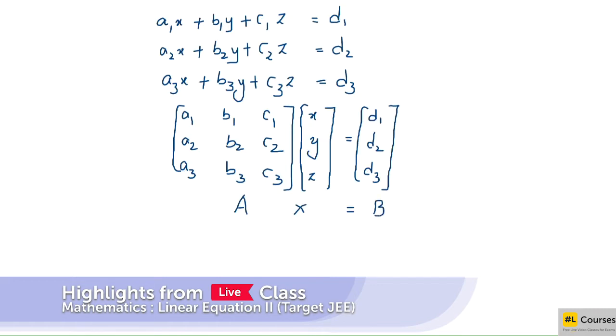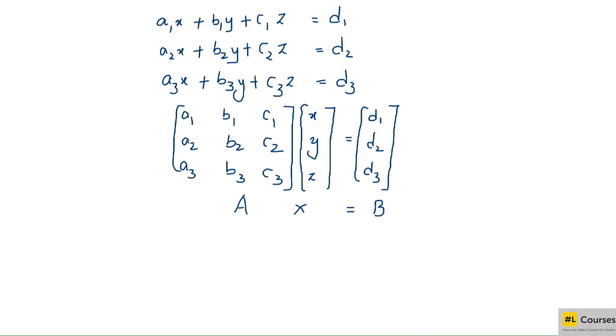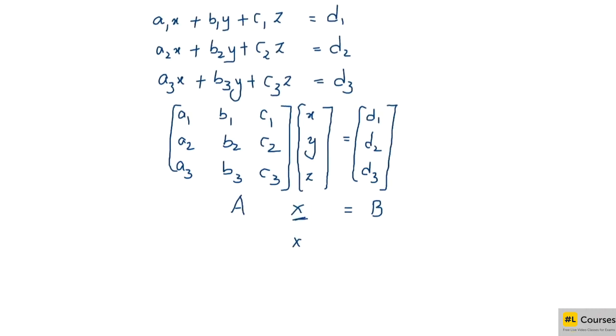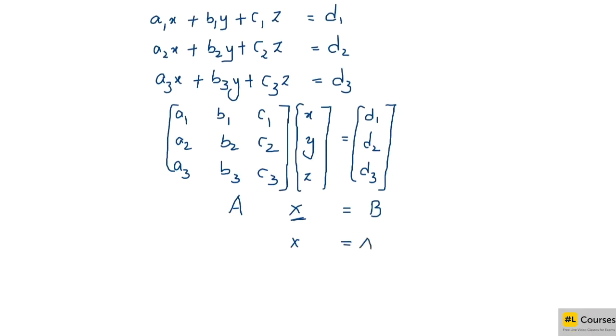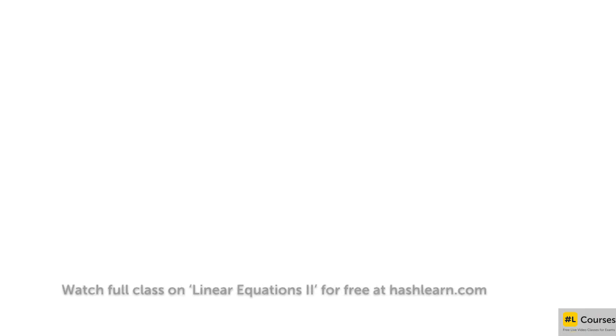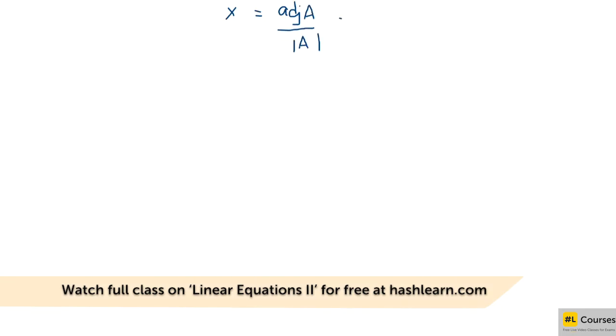Whenever we have it like this, to find the unknown terms, we have two methods. One is the matrix method, the other one is Cramer's rule. Yesterday I told you I want only this X. If it goes to this side, this A value goes to that side. So X is equal to A inverse into B. What is A inverse? The A inverse formula is adjoint A by det A, determinant of A, into B.